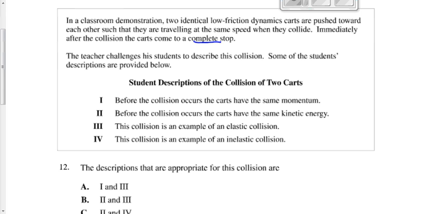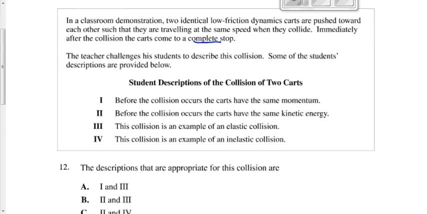Before the collision, the carts have the same momentum. Before the collision, they have the same kinetic energy. This is an example of an elastic collision. This is an example of an inelastic collision. Which ones are correct? Do they have the same momentum before the collision? Oh, this is a great question. They have the same mass. They have the same speed. Do they have the same momentum before the collision? Who says yes? Who says no?